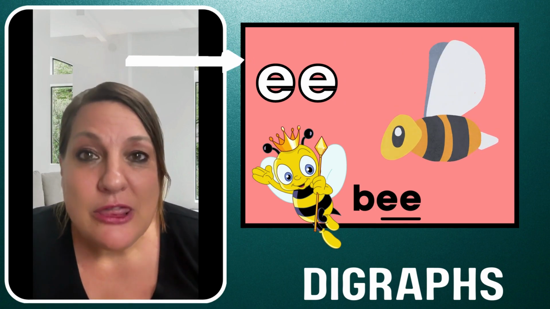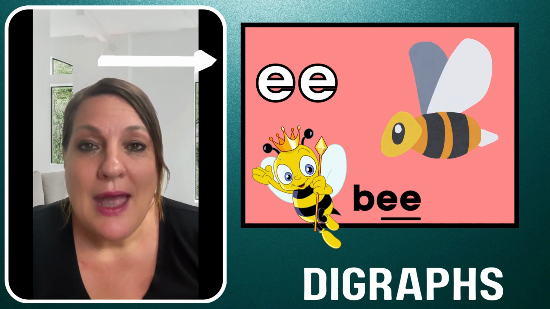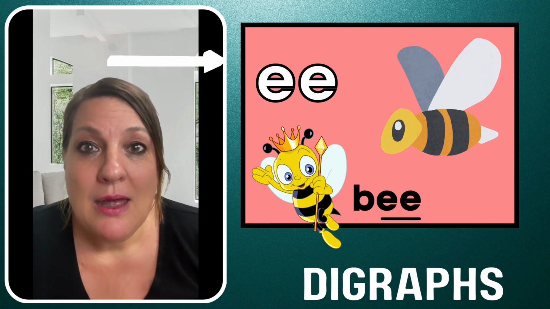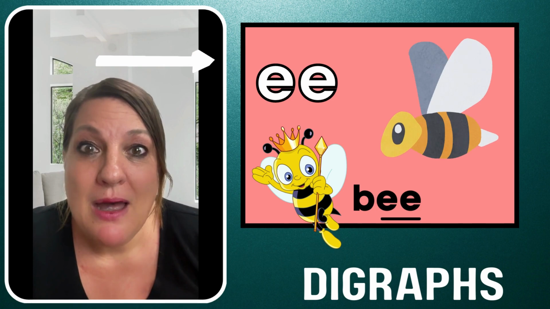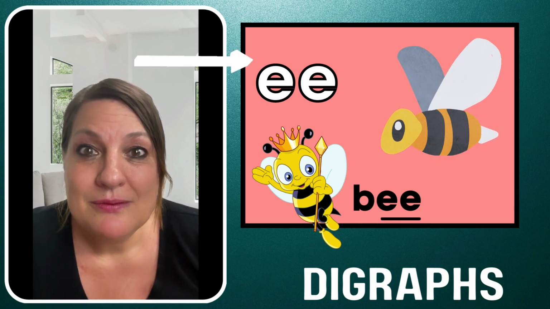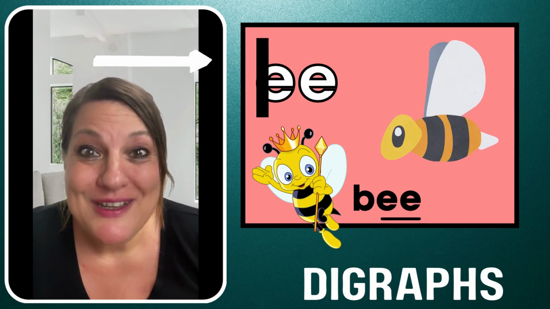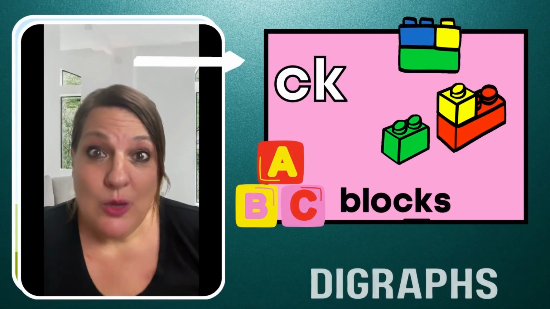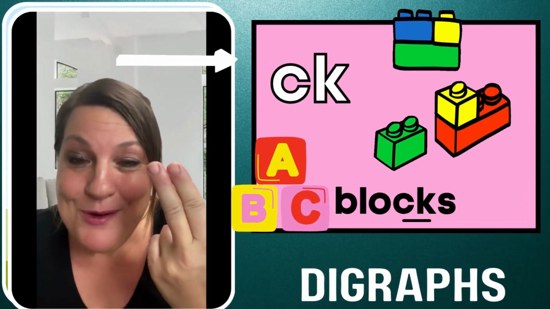Now we have double E. This makes the long E sound. E says its name here, as in bee. B, E, E, bee. Can you try? Bee. Perfect.